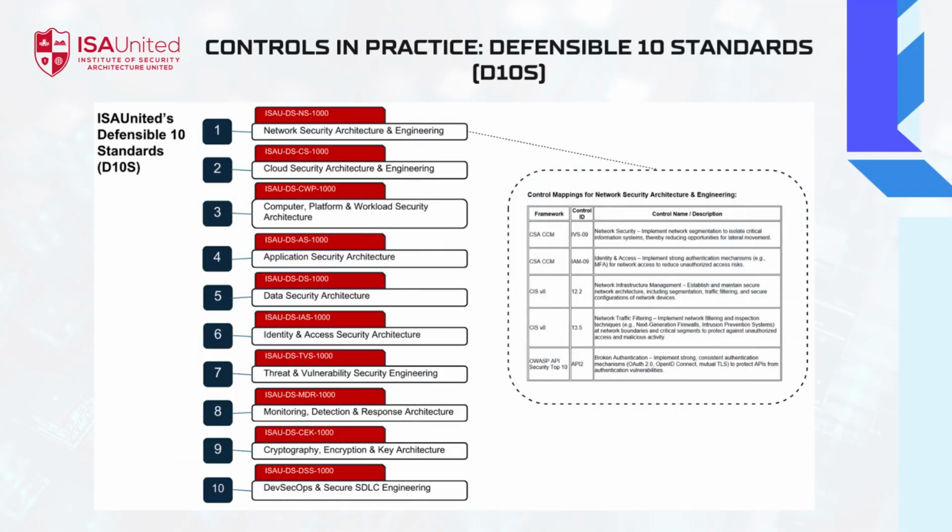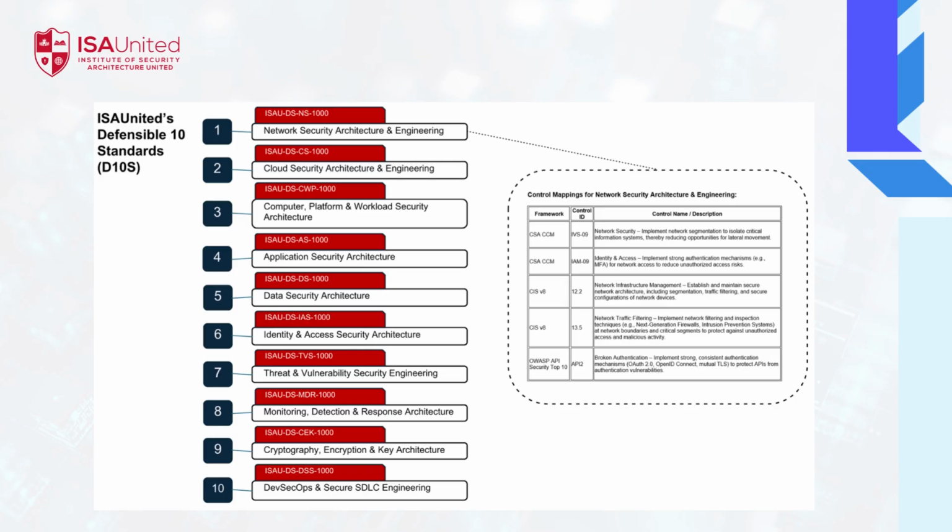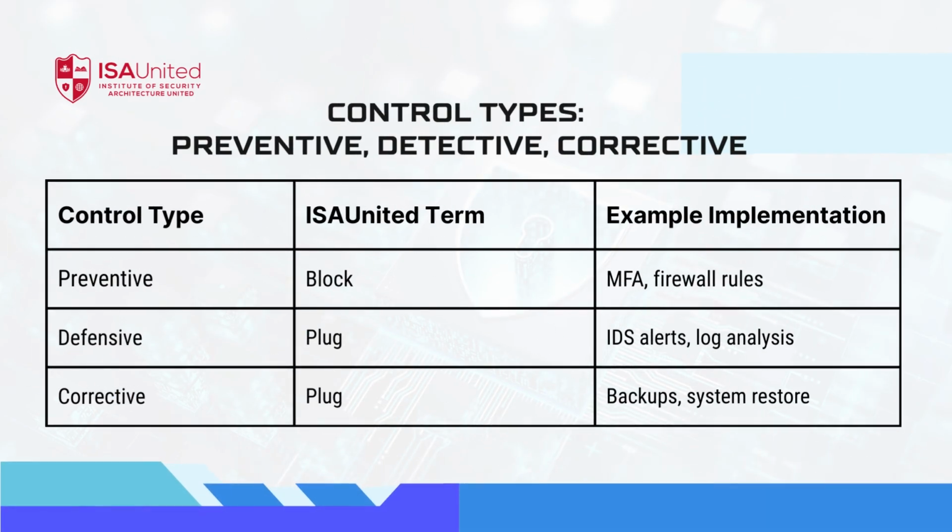Controls in practice, Defensible 10 standards, D10S. Our Defensible 10 standards embed these controls directly into 10 critical security domains, from network and endpoint security to cloud, applications, identity management, and more. When you implement a D10S domain, you are, in fact, applying the vetted controls from CIS, CSA, and OWASP in a structured, consistent way.